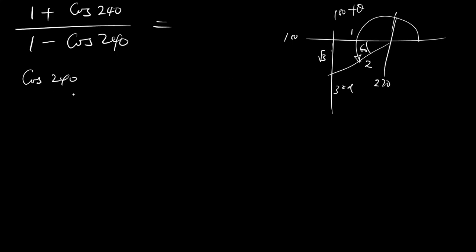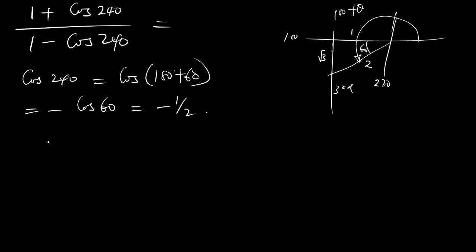So that means you have cos 180 plus 60. And cos is negative on the third quadrant. So you have minus cos 60. So you have minus cos 60, which is minus half. That is adjacent all over hypotenuse. So 1 all over 2. That is cos 60.